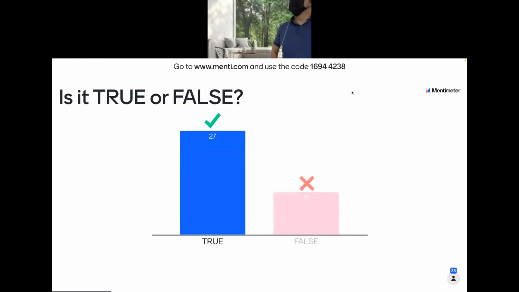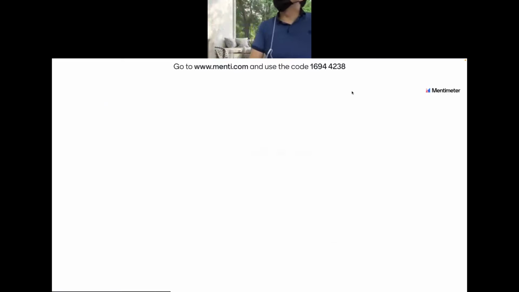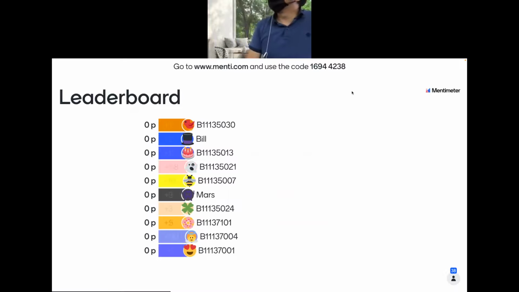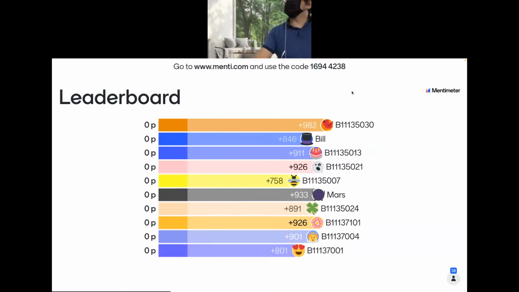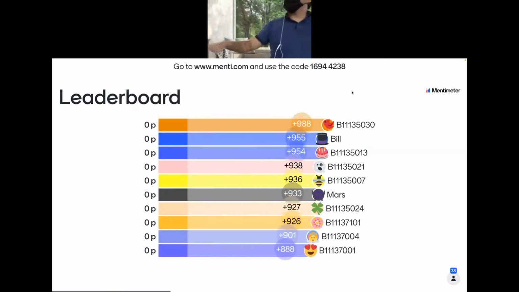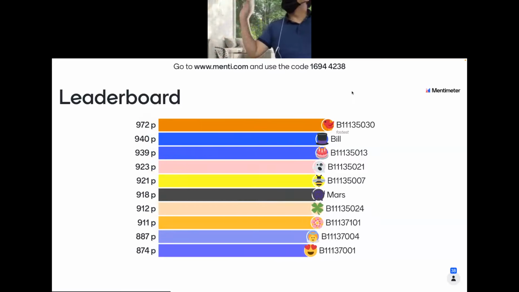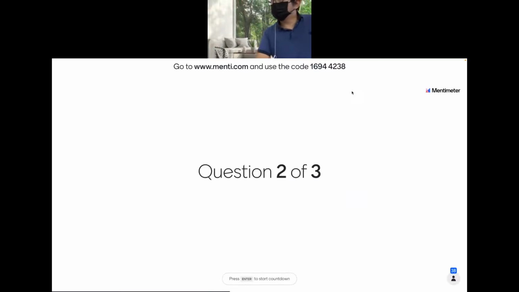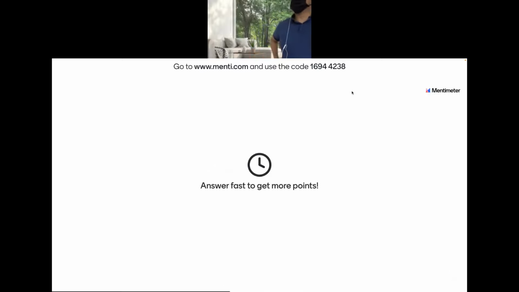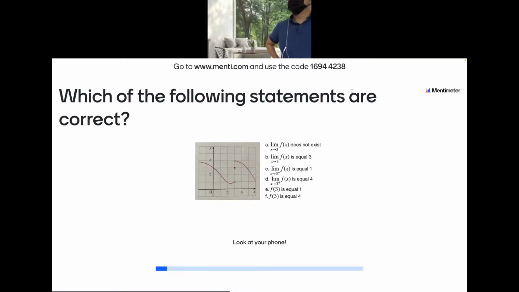Okay, it's true. It doesn't exist because the denominator is 0. If you can change your name to your student ID, please do that, so I can make sure you're graded. Okay, let's go. Number 2. Get ready. Start.